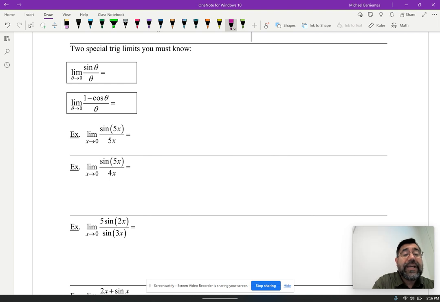The idea here is that you just need to know these two. Are they going to appear on the exam? We don't know. We haven't really seen them that often, but you never know when they can pop up on a multiple choice, and that would be an easy point to get.